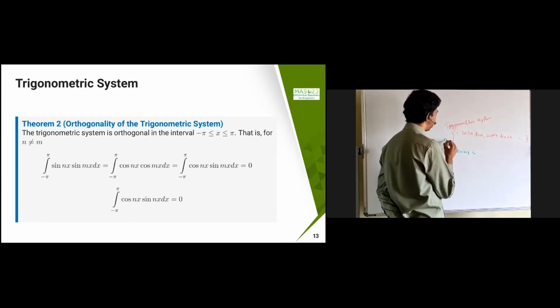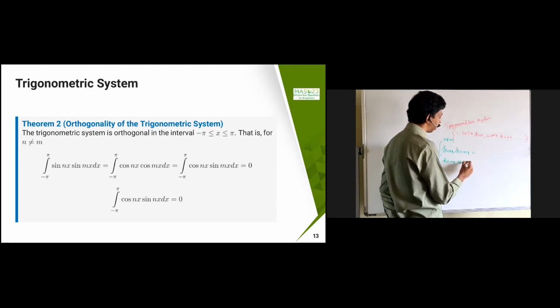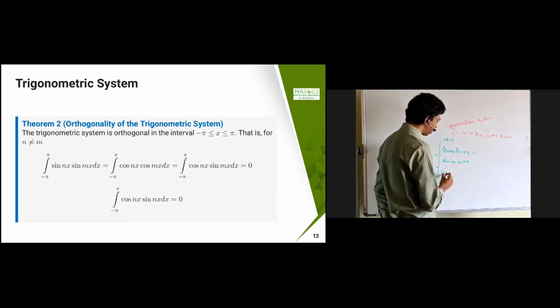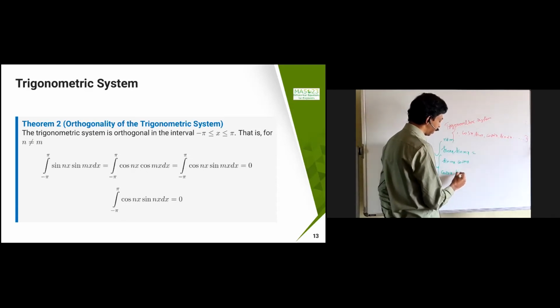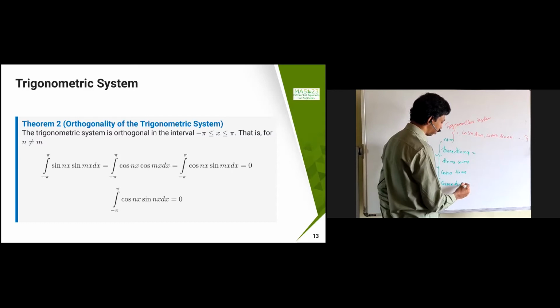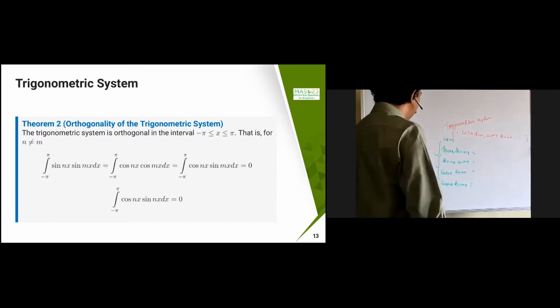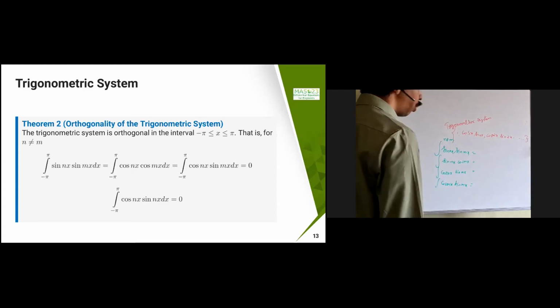n not equal to m. For example, if I take n not equal to m, sin nx, sin mx I can take, sin nx, cos mx I can take, cos nx, sin mx I can take. And then I can take cos mx, sin mx. Now the question is, what are their properties going to be? That we are going to see.